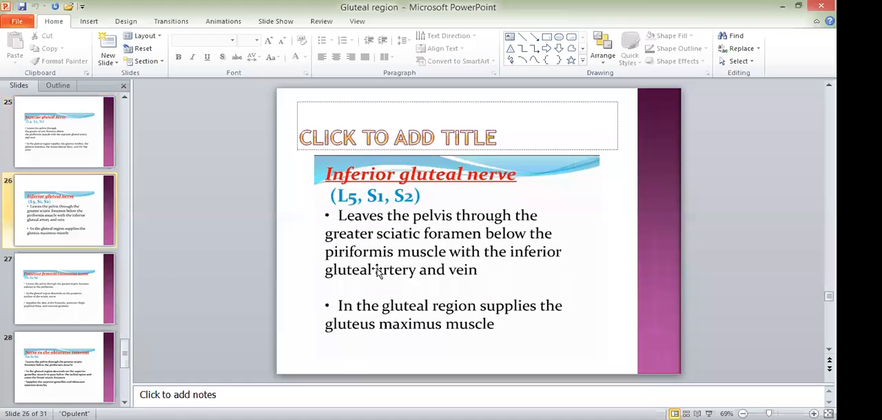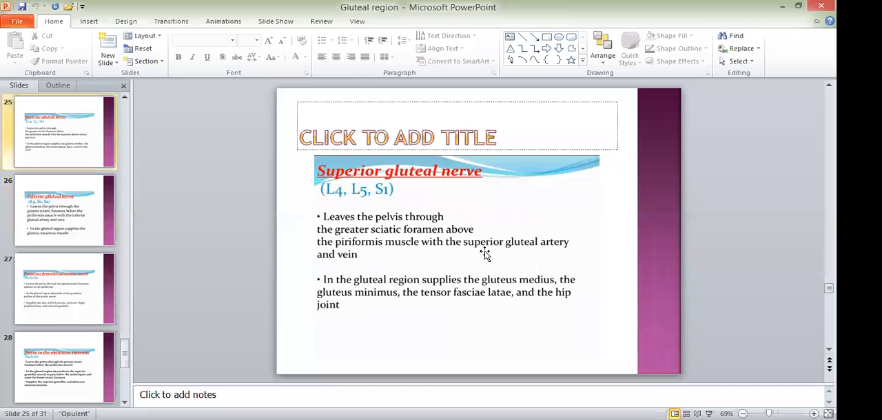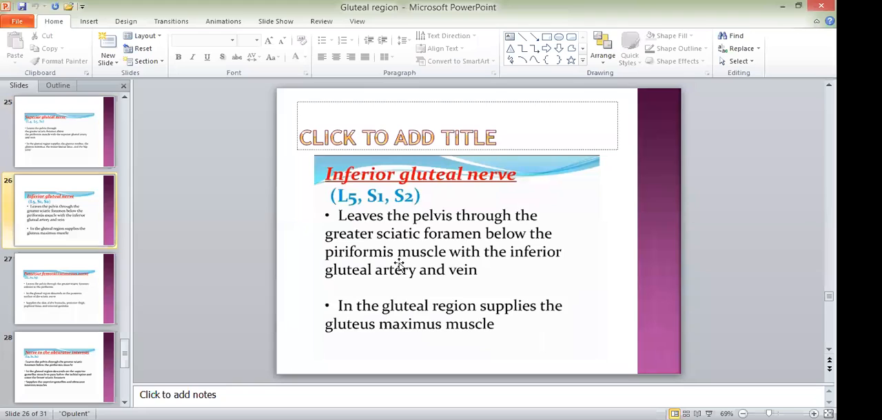It leaves the pelvis through the greater sciatic foramen below the piriformis muscle. ये हमारे साथ piriformis muscle के below होता है और जो superior है वो superior होता है, ठीक है? ये along the inferior gluteal artery and vein आता है और वो along the superior gluteal artery and vein आता है नीचे, ठीक है? In the gluteal region, it supplies the gluteus maximus muscle.